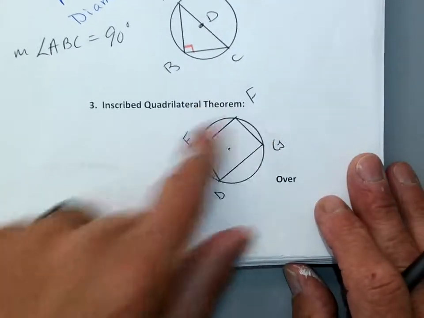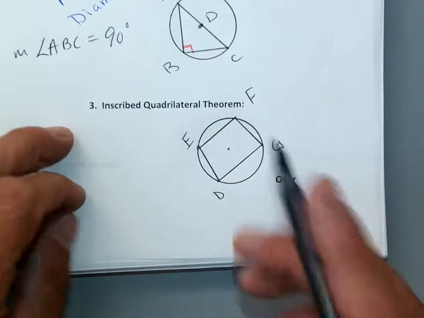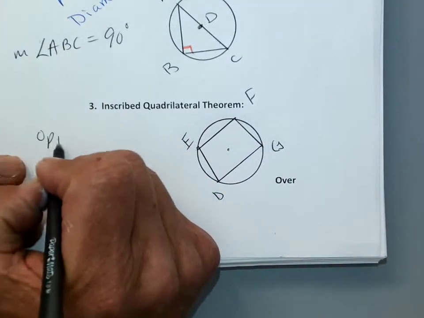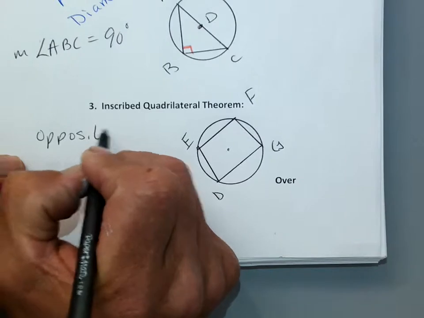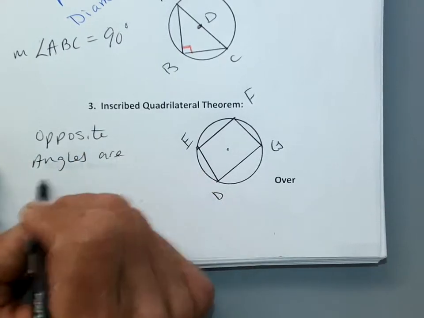If you get a quadrilateral, and there's 360 degrees in a quadrilateral, we're going to say that the opposite angles are supplementary.